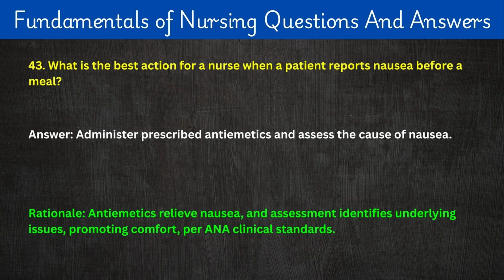43. What is the best action for a nurse when a patient reports nausea before a meal? Answer. Administer prescribed antiemetics and assess the cause of nausea. Rationale. Antiemetics relieve nausea, and assessment identifies underlying issues, promoting comfort, per ANA clinical standards.